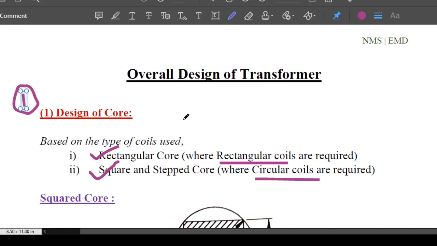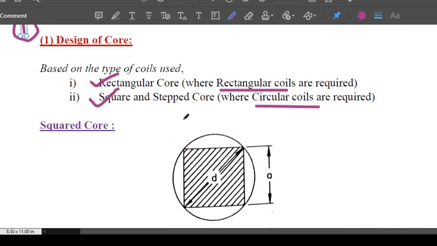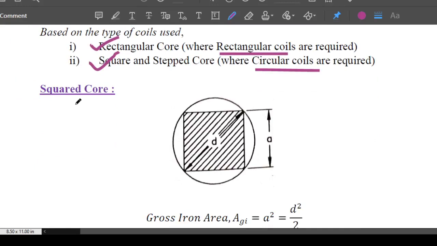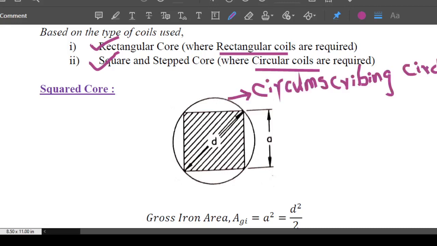Now if you are opting for a circular coil, then the core we require will be a squared core. Now the diagram which is shown here, the outer circle is representing the circular coil, and the square box with shaded lines represents the squared core. Now let us take the side of the square as a, small a, and d stands for either the diameter of the circle or the diagonal of your square. Now we usually call this circle a circumscribing circle because this circle is surrounding a square core.